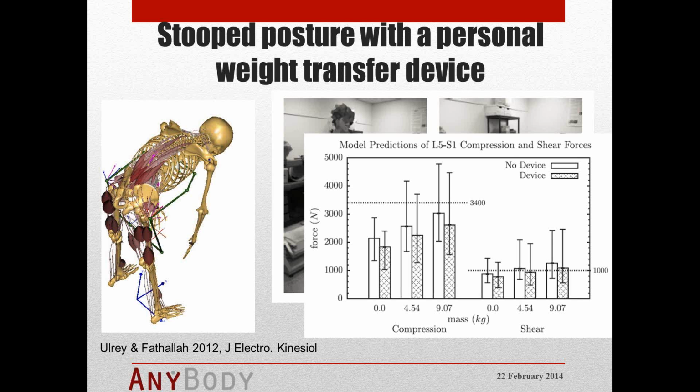The first three lines here show the compression forces for no weight, a weight of 4.54 kilogram and 9 kilogram. And then you see the empty bar, which is no device, and then the lower force. So with these checked bars in there, you see they could simulate that there is a reduced compressive force in between the L5 vertebra and sacrum. And also the shear forces, that are the next three columns in this graph, could show that with the device they have lower force in this joint.